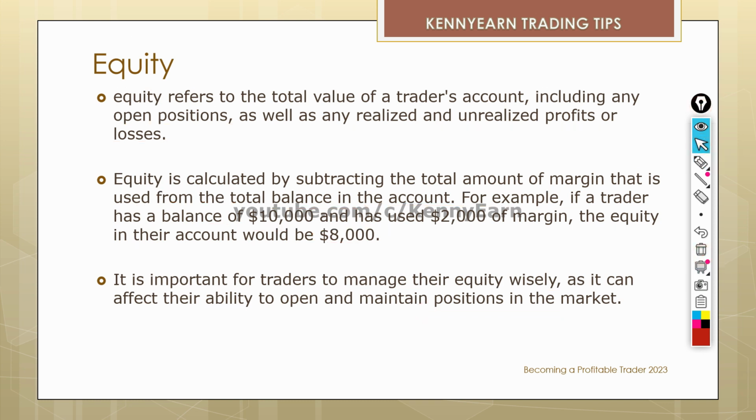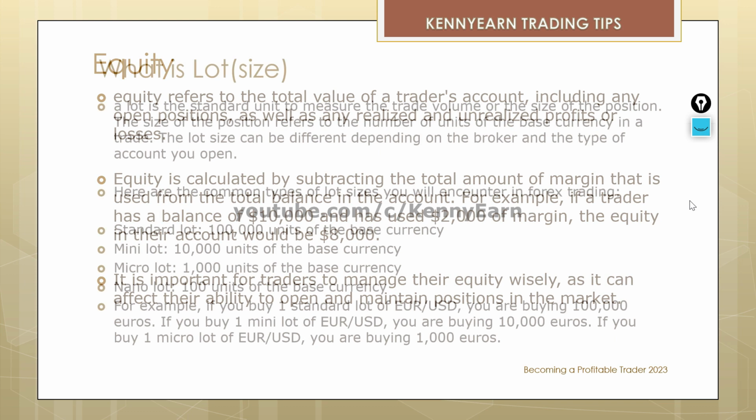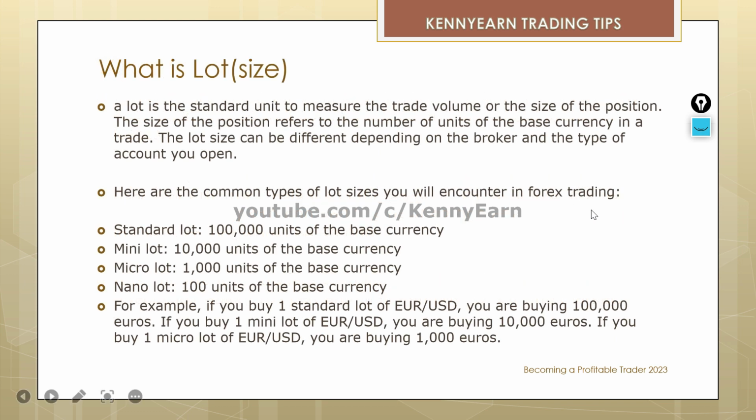So these are the basic information you need to know: pips, leverage, equity, and margin. Then next one is lot size. Now this is one of the most important things that we're going to be using in the forex market. So everything just revolves around pips, lot size, and margin.